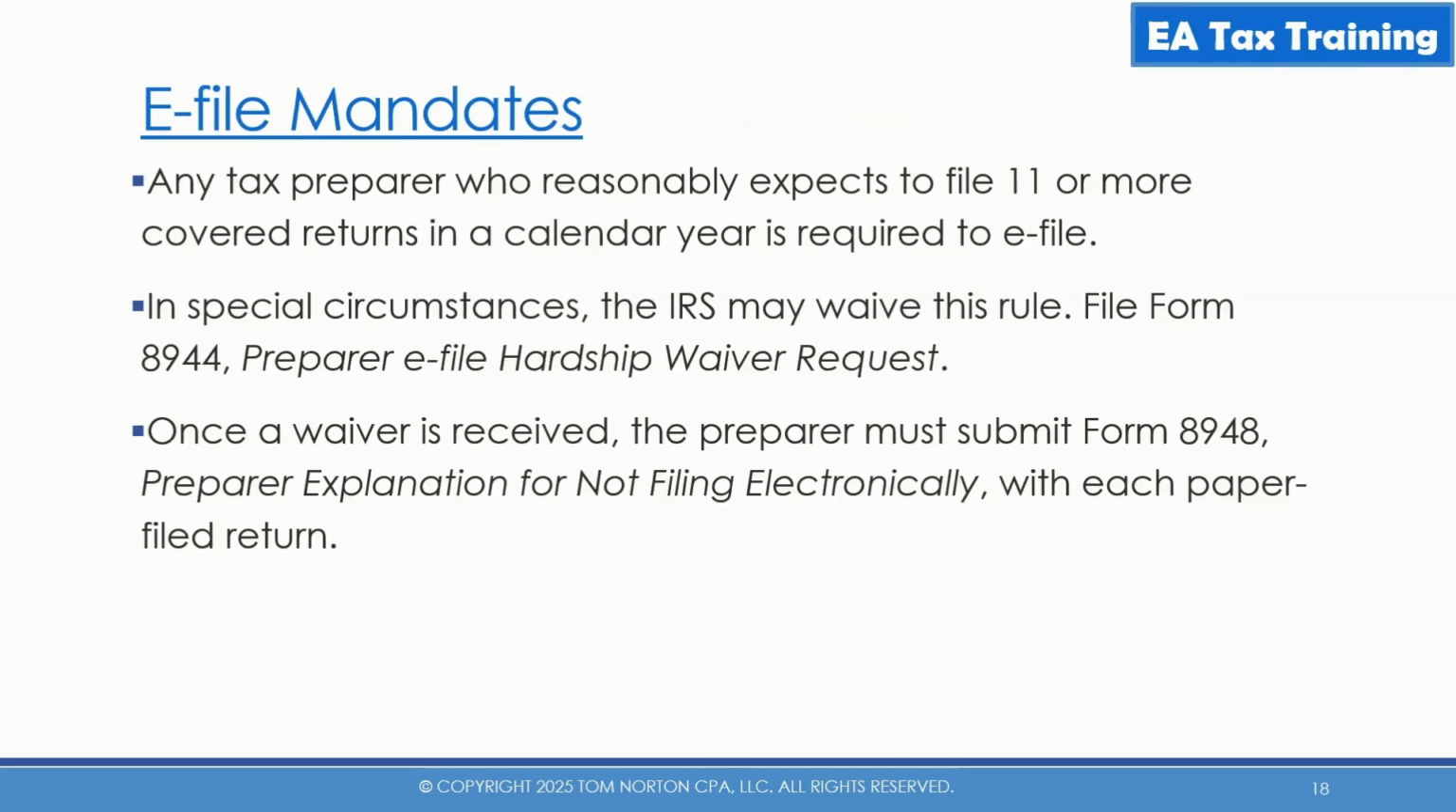E-file mandates. Any tax preparer who reasonably expects to file 11 or more tax returns in a calendar year is required to e-file. Now, there can be exceptions for special circumstances, but you have to apply for a waiver from the IRS in order to not have to e-file those returns. You file for that waiver by filing this Form 8944. If that is approved, then every time you submit a paper tax return, you have to include a copy of this Form 8948, which explains why you are not electronically filing, so that way the IRS knows not to come after you for not following the e-file mandate.